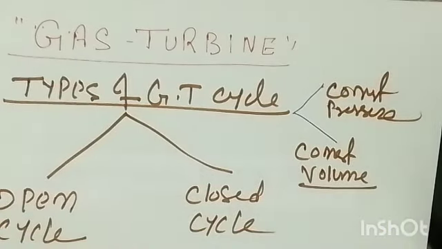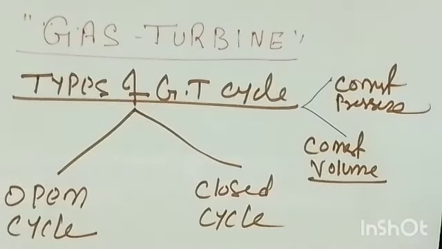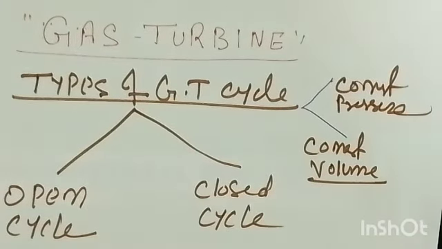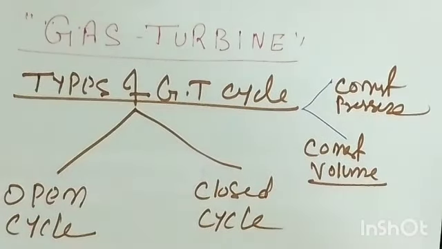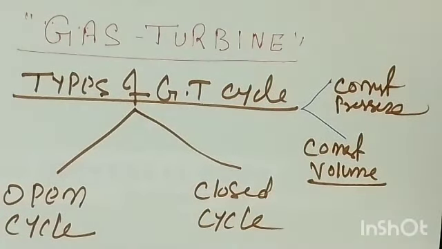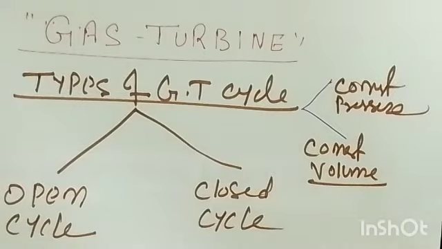But in general you need to remember that gas turbine cycle is of two types, the open cycle gas turbine and the closed cycle gas turbine. But in most cases we will use only the constant pressure gas turbine cycle. Either open or closed, the heat is supplied in the combustion chamber by keeping pressure constant. Rarely we use a combustion chamber in which the heat is supplied by keeping volume constant.